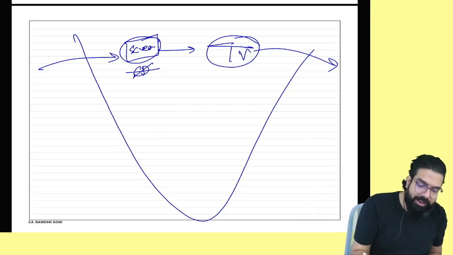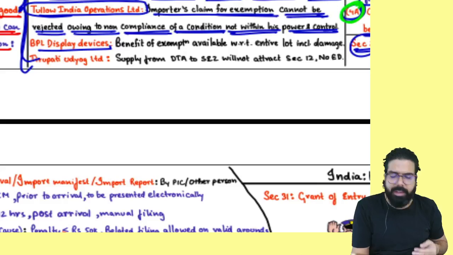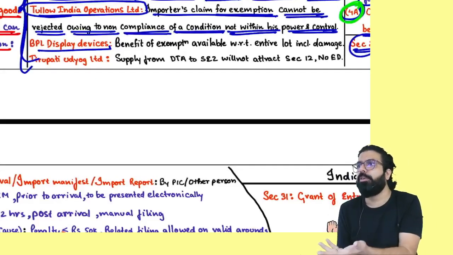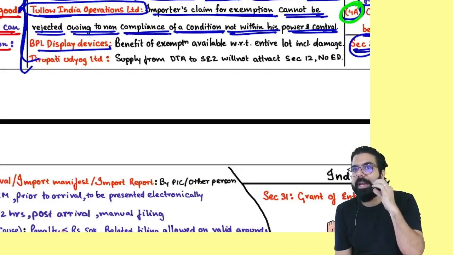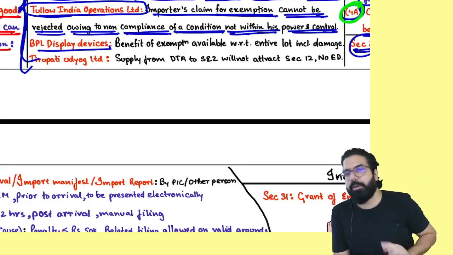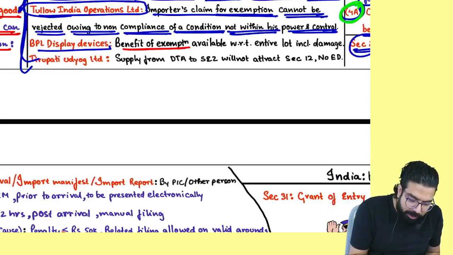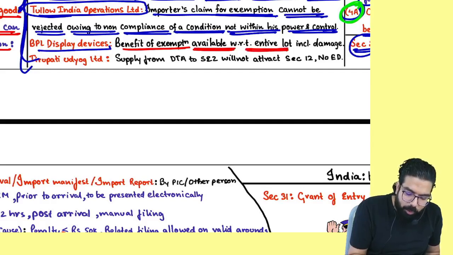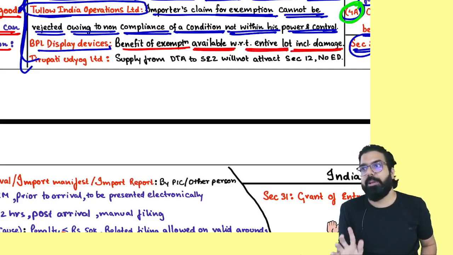And hence the clarification came: hey, custom department, he could not use it because of damage, and hence you cannot go ahead and demand custom duty. Sir, the benefit of exemption will be available with respect to the entire lot including damage.